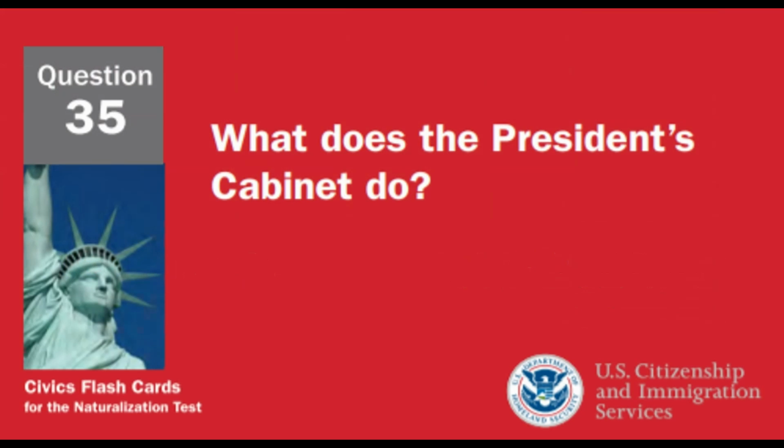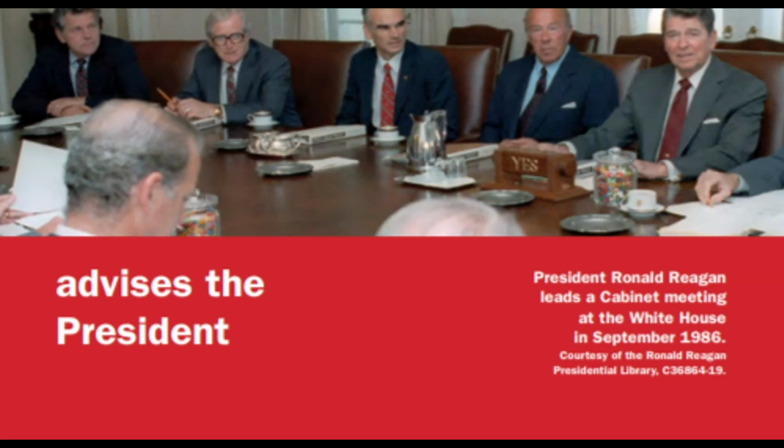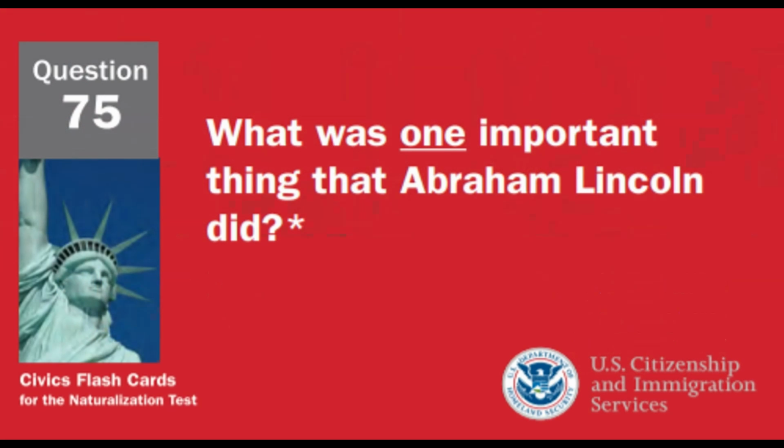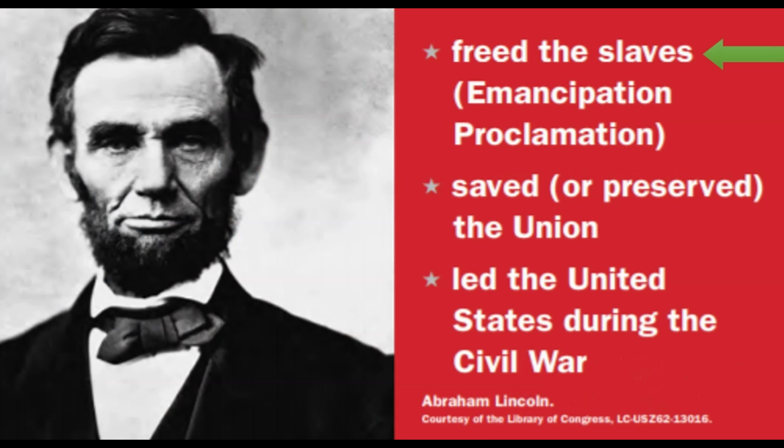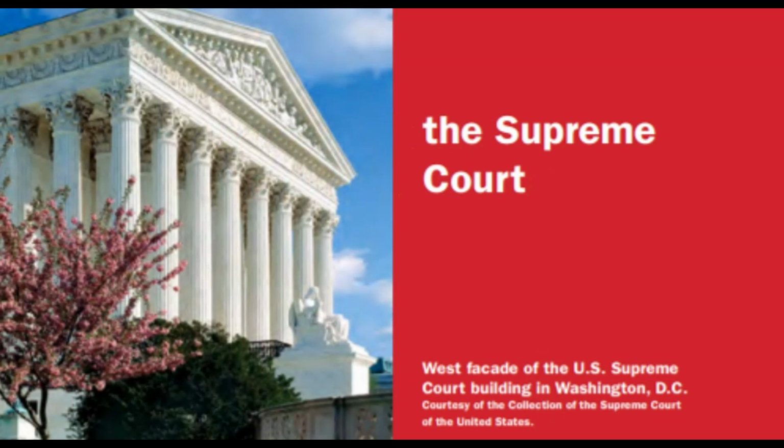What does the President's cabinet do? Advises the President. What was one important thing that Abraham Lincoln did? Freed the slaves. What is the highest court in the United States? The Supreme Court.